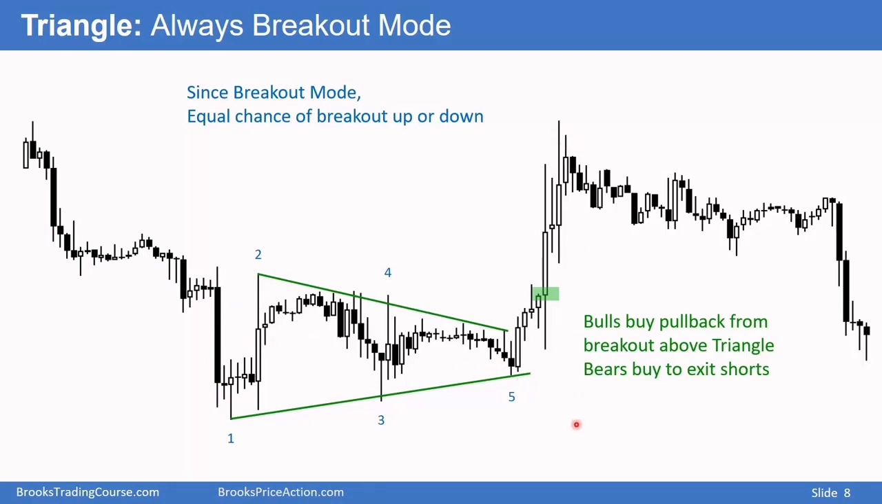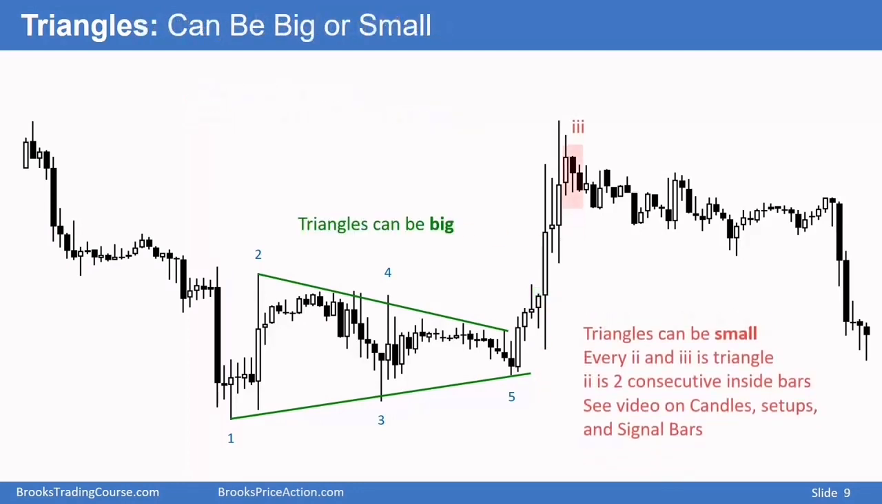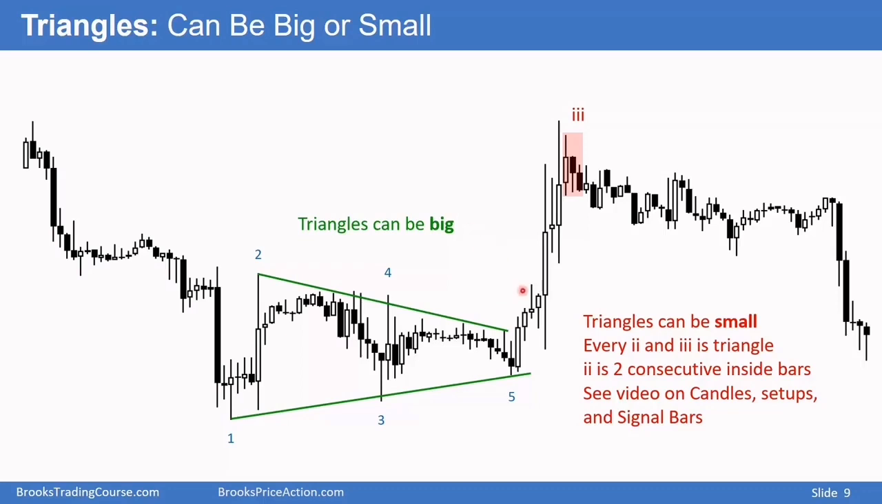And we ended up getting the bull breakout. The bulls buy the breakout, they buy above the pullback, and the bears give up. And you get a give up bar right here. Triangles can be big, sometimes lasting 30, 40, 50 bars, but they can also be very small.